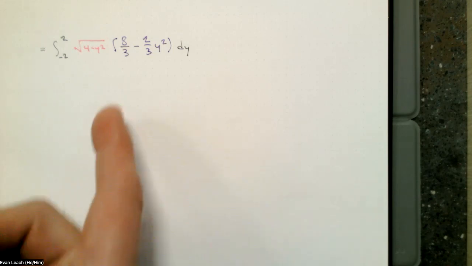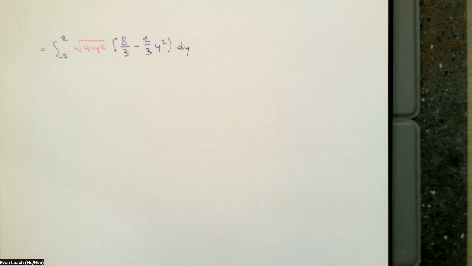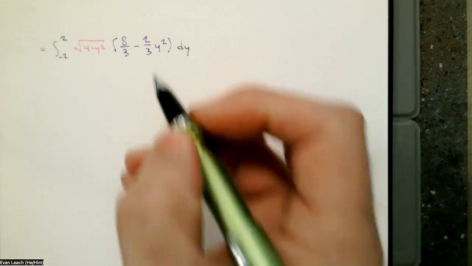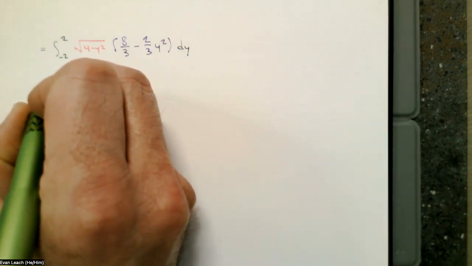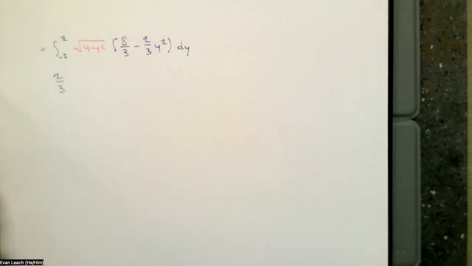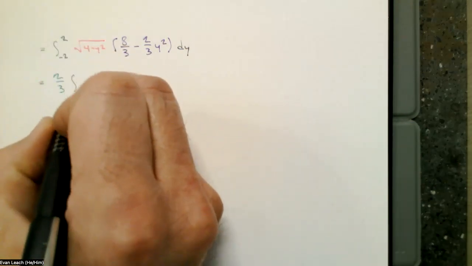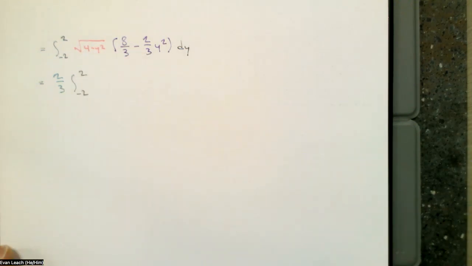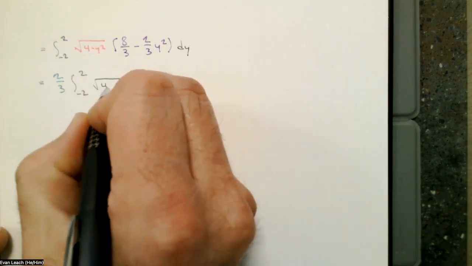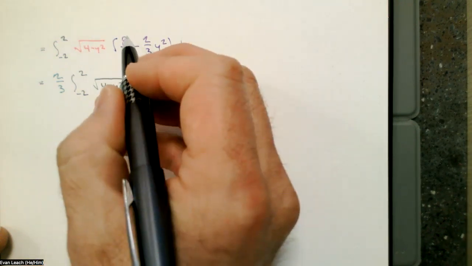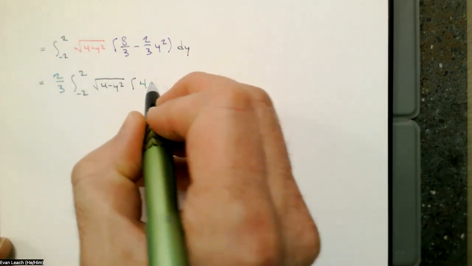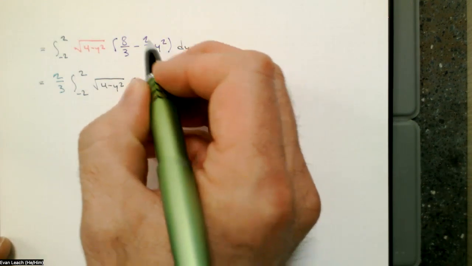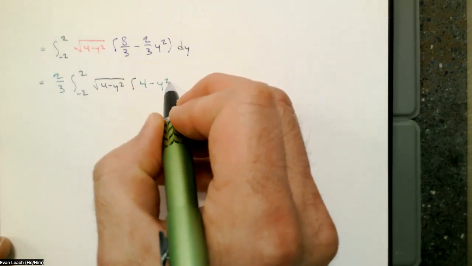But notice I've got these thirds running around. In particular, there's a 2/3 running around. If we want to clean that up because we know we're going to be integrating something messier, we can pull a 2/3 out of this whole thing, because the 8/3 and the 2/3 have a common factor of 2/3. We'll factor out 2/3. That's going to leave a 4, and a 4 minus y squared.